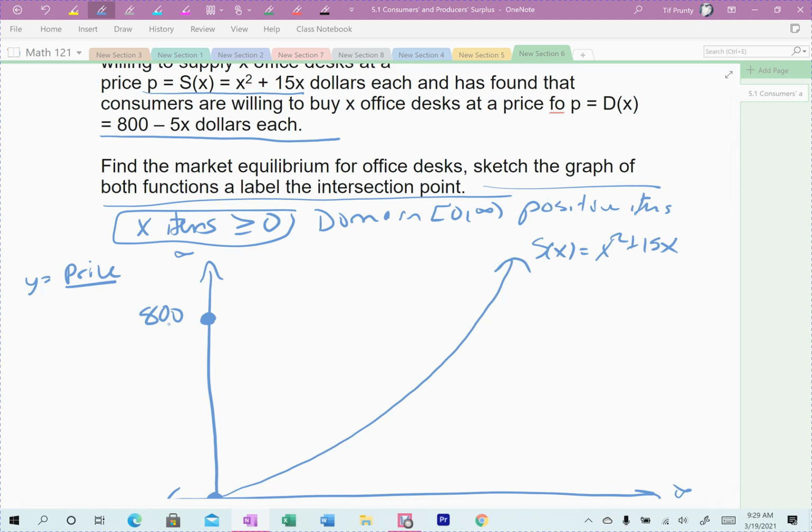And then it's decreasing, so I know it's a line that's moving down. And -5 is a lot smaller than where we started, so I'm not going to decrease it very fast. I'm going to decrease it fairly slowly. And it's a straight line. So there's my D of x, which is 800 minus 5x. And we will graph this later on the calculator.